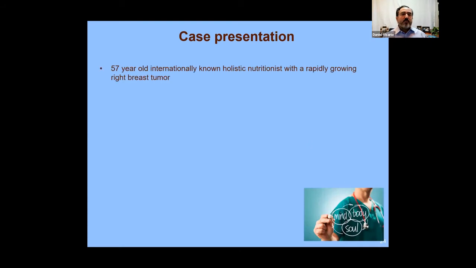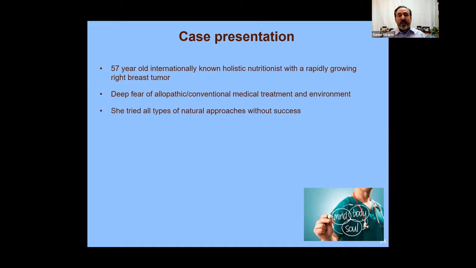So very briefly, a case presentation. This 47-year-old lady, internationally known holistic nutritionist with a rapidly growing right breast tumor. She had deep fear of allopathic conventional medical treatment and environment.